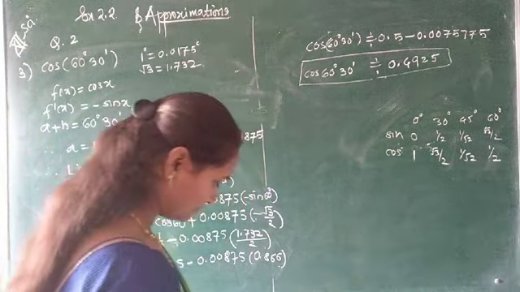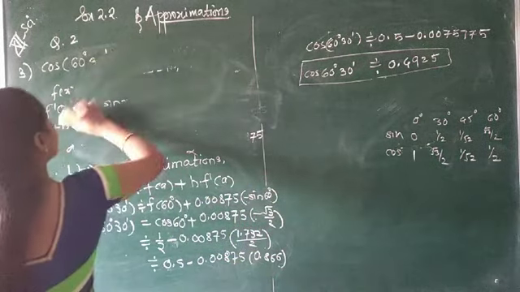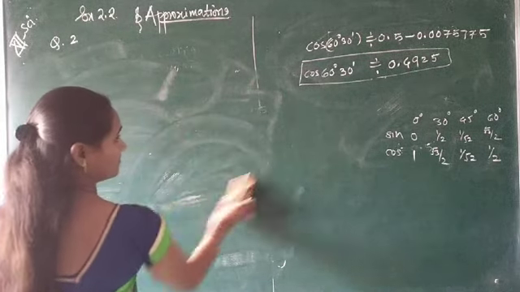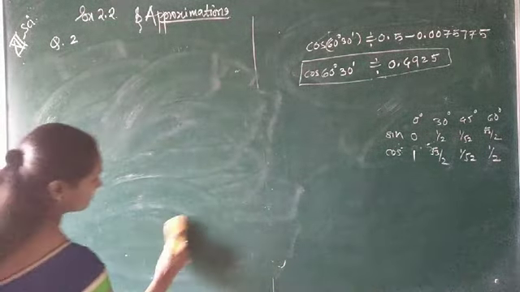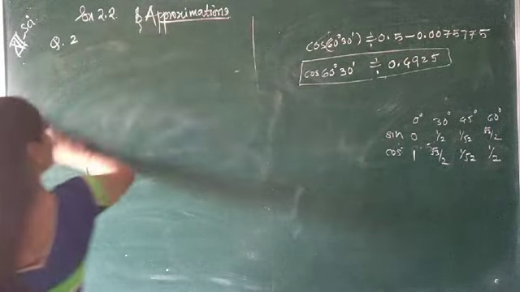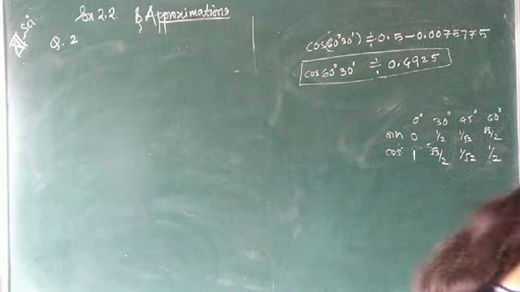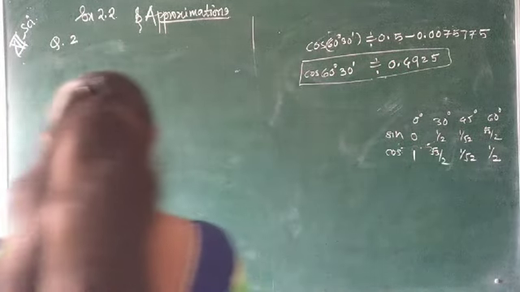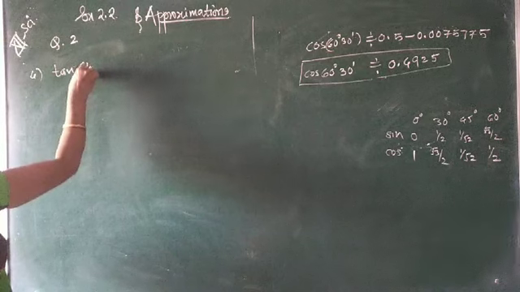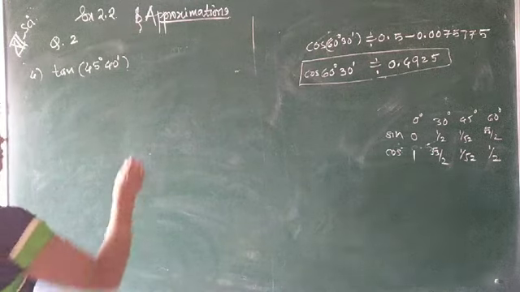Now see the next question, question number 4. Sine values increase, and as they increase the cos values decrease. Next question, that is question number 4: tan 45 degree 40 minutes. Again here we have given 1 degree is 0.0175.